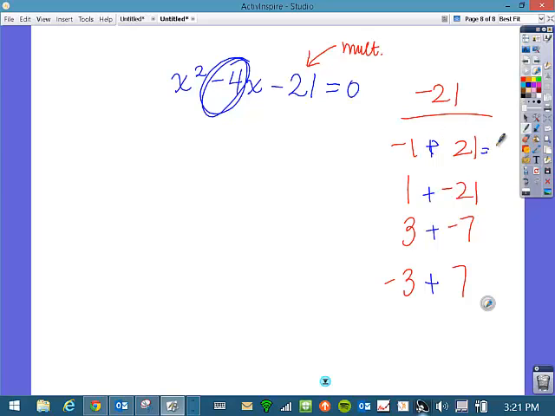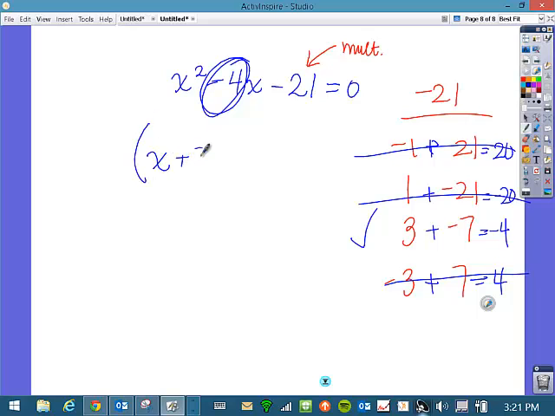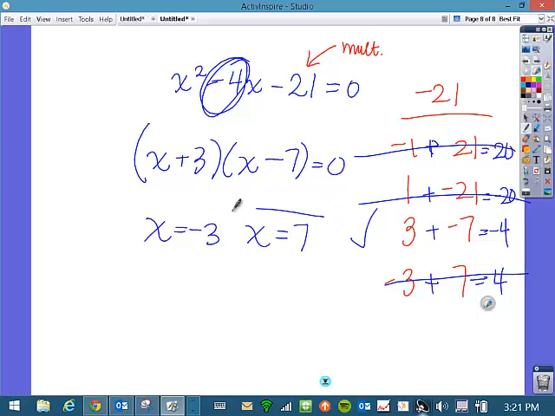So negative 1 plus 21 is 20. 1 plus negative 21 is negative 20. 3 plus negative 7 is negative 4. Ding, ding, ding! And just to rule it out, negative 3 plus 7 is positive 4. I want it to be negative 4. So when I set up my factors, I get x plus 3 and x minus 7 equals 0. So when you solve, you get x equals negative 3 and x equals 7.